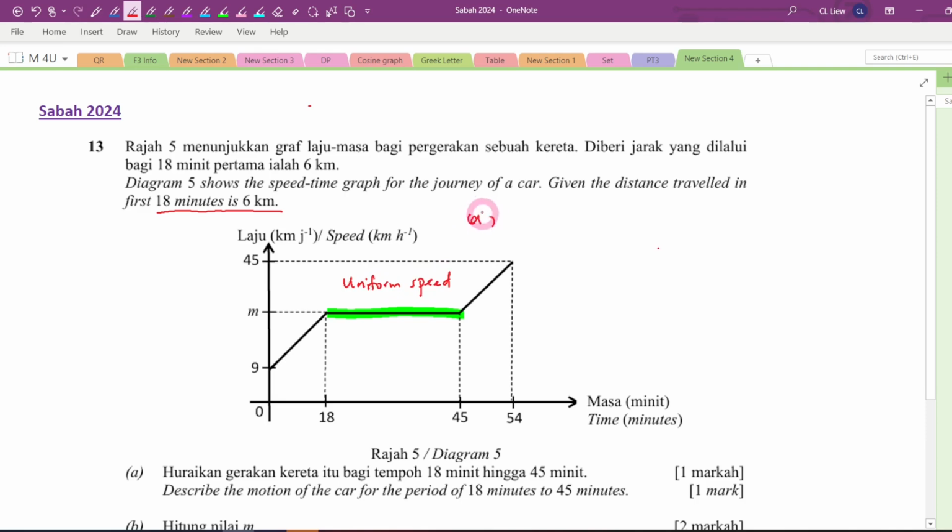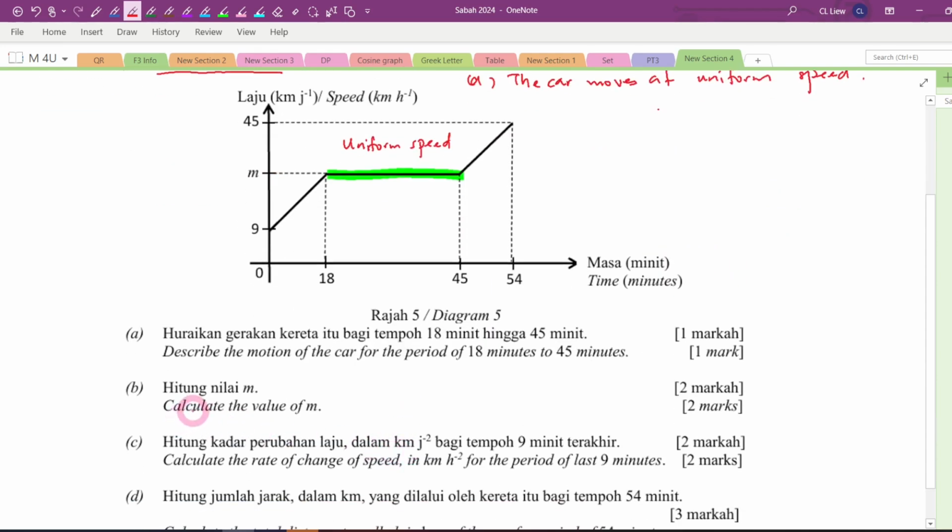Okay, so we can describe it this way. The car moves at uniform speed. Okay, so this is the answer for part A.